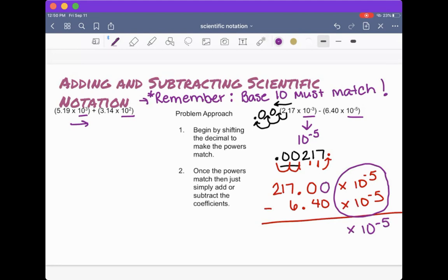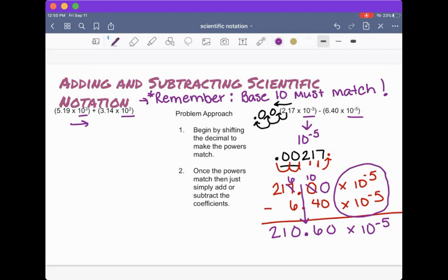So 0 minus 0 is 0. Doing my borrowing. Line up my decimals. Remember, we're going to line them up. And we get 6, 0, 1, 2. So this is what I get.